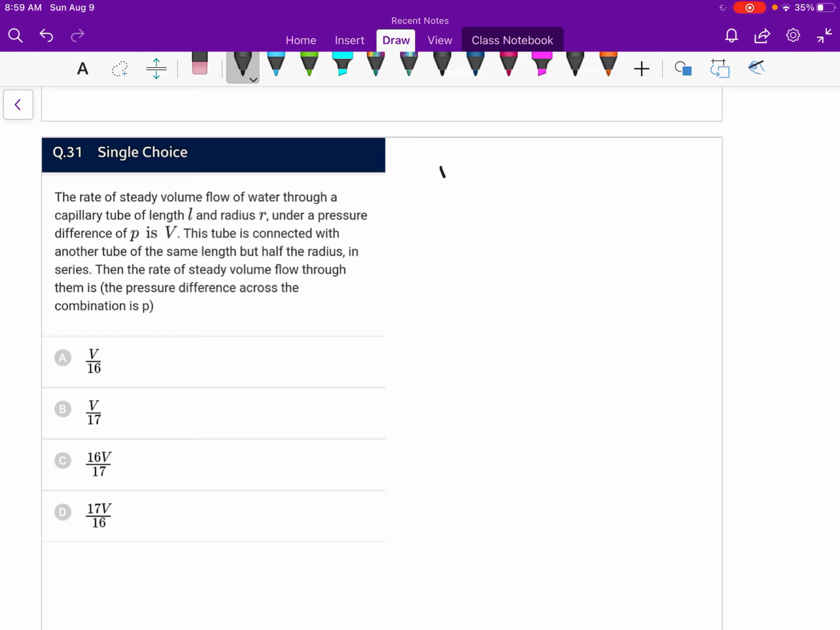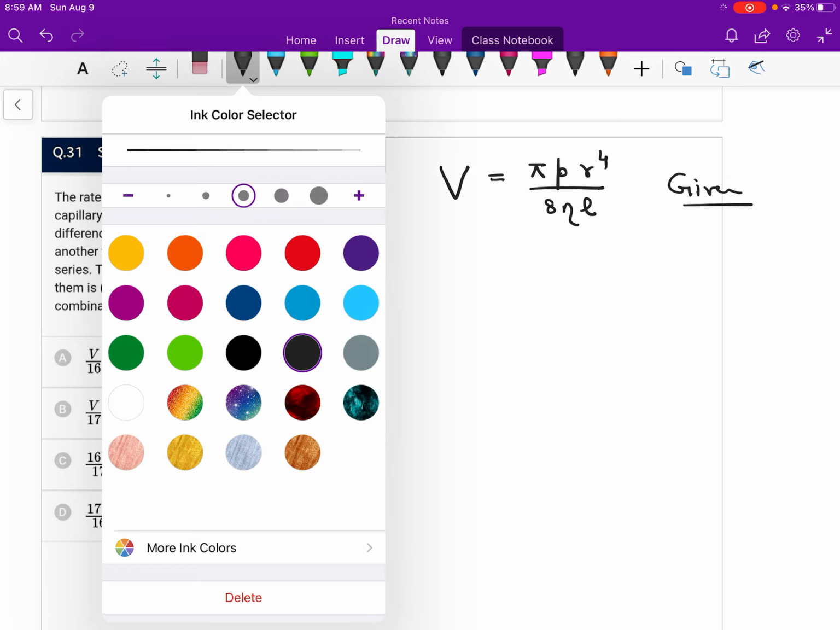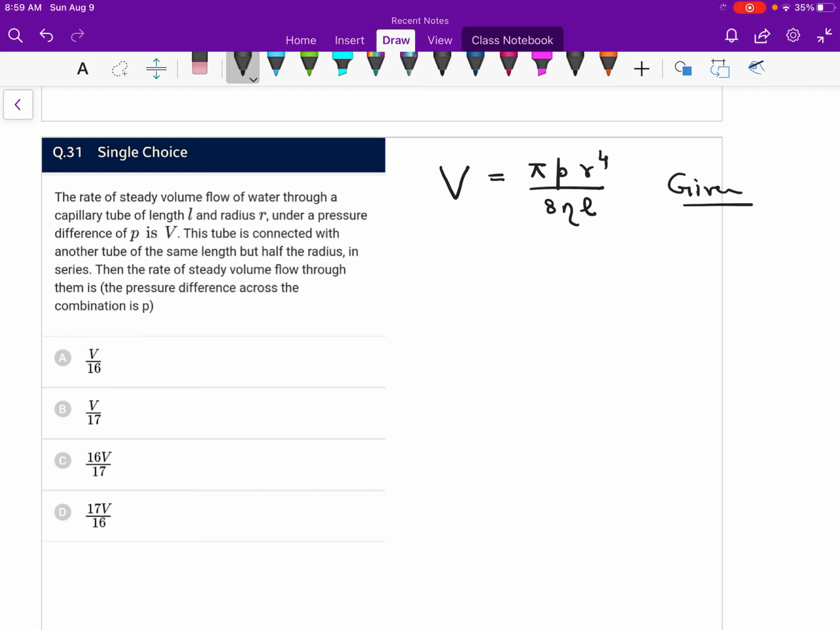So this is from Poiseuille's equation. We know volumetric flow rate V is related to the pressure difference applied as V = πPR⁴/8ηL. P is the pressure difference applied, R is the radius, L is the length, η is the coefficient of viscosity, and V is the volumetric flow rate. Now we are given that when the pressure difference is P, the volumetric flow rate is V.